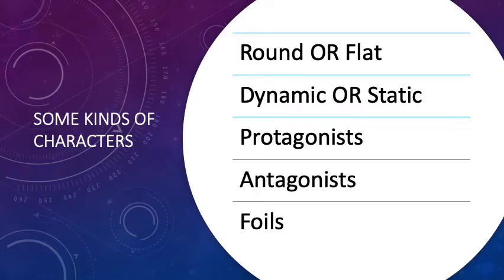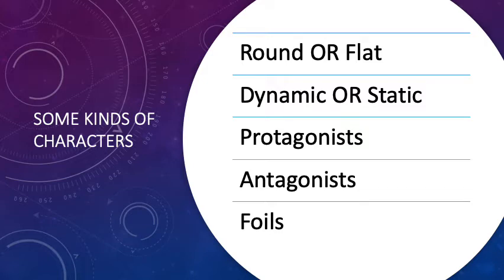Some kinds of characters include round characters or flat characters. Round characters are many-sided. They're both good and bad. They're like real people. In real life, you don't have all good people or all bad people. Flat characters just have one side. They really serve to move the plot forward.